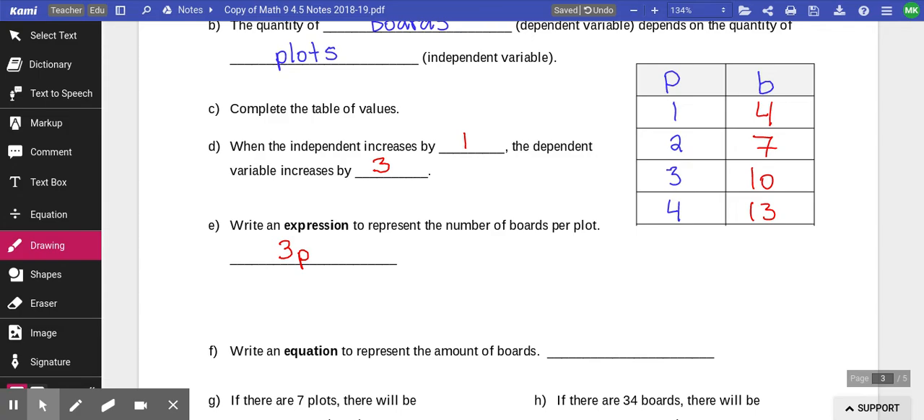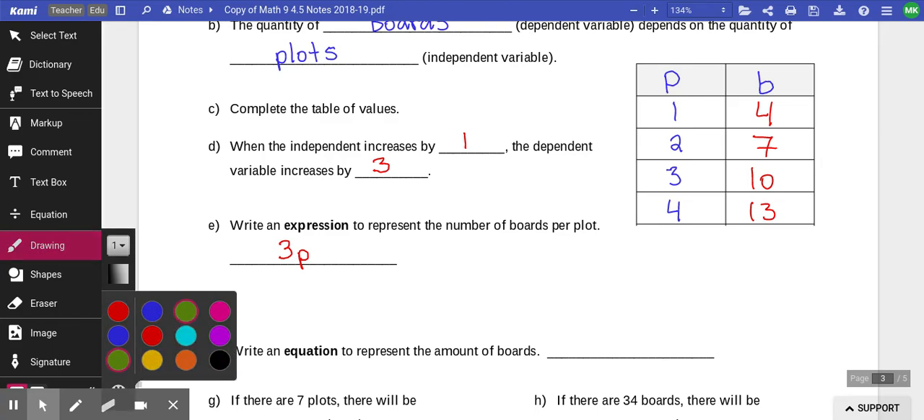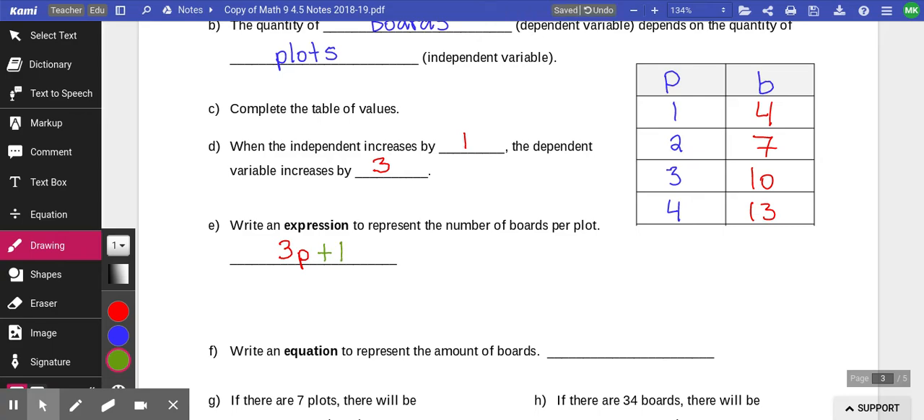If you tried P equals 2, 3 times 2 is 6. 6 is 1 short of our 7. Yeah, so you notice you're coming up 1 short every time, right? So you're going up by 3s. So that part is correct. But what you need to do is add 1 more board because the first plot needed that first board to start your pattern of 3 adding on every time. So you can add whatever is needed to fill it in.